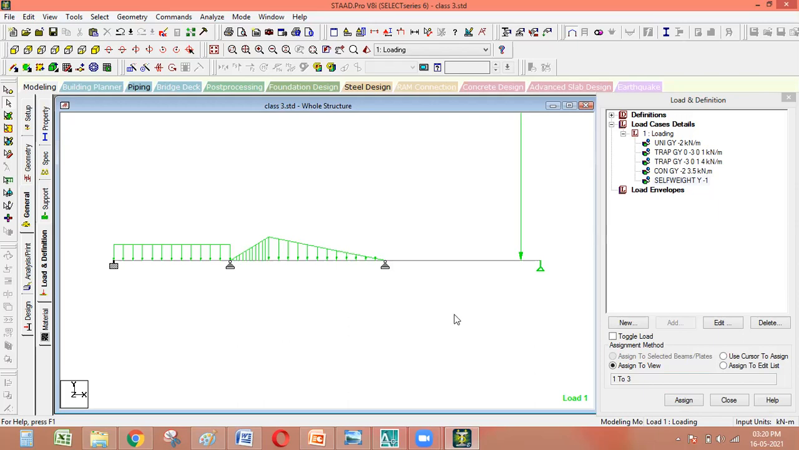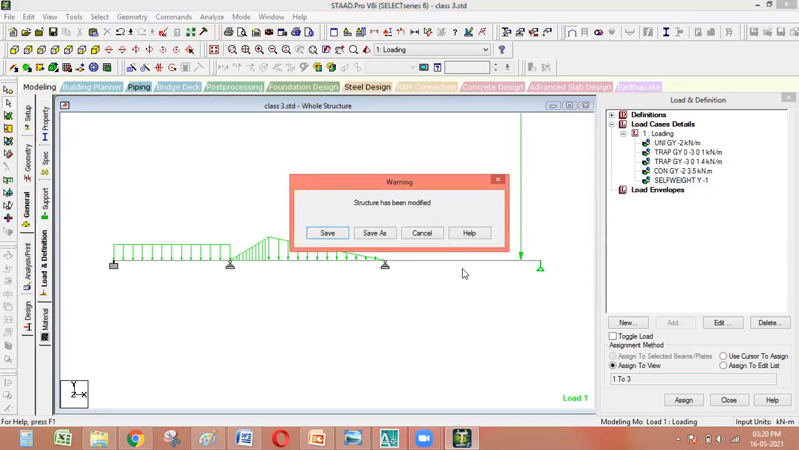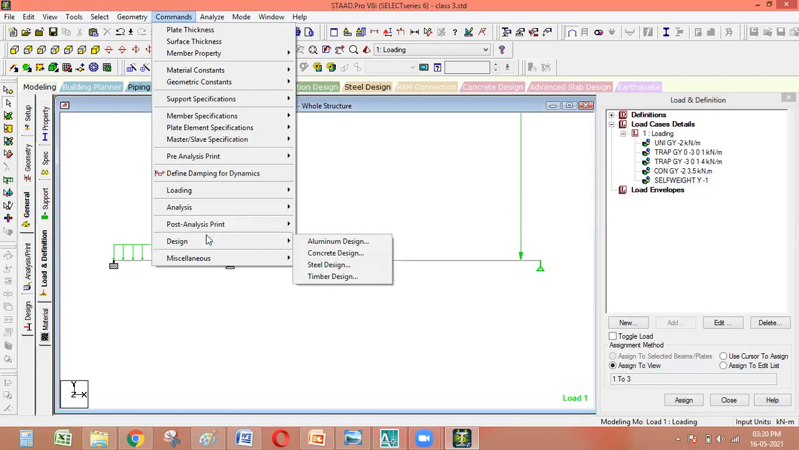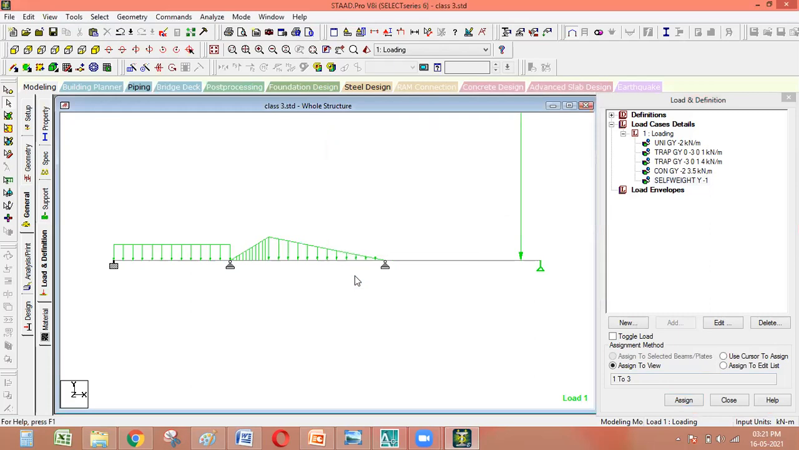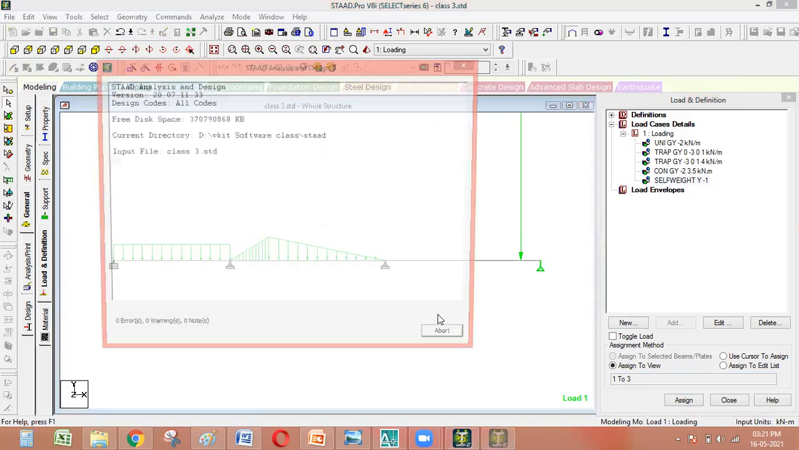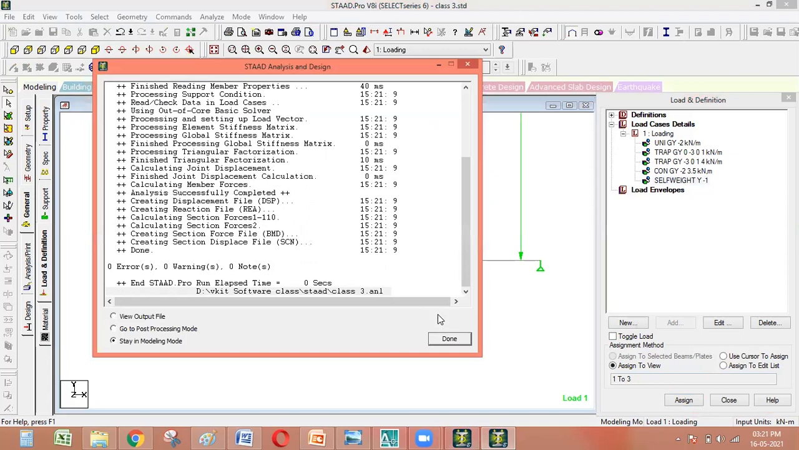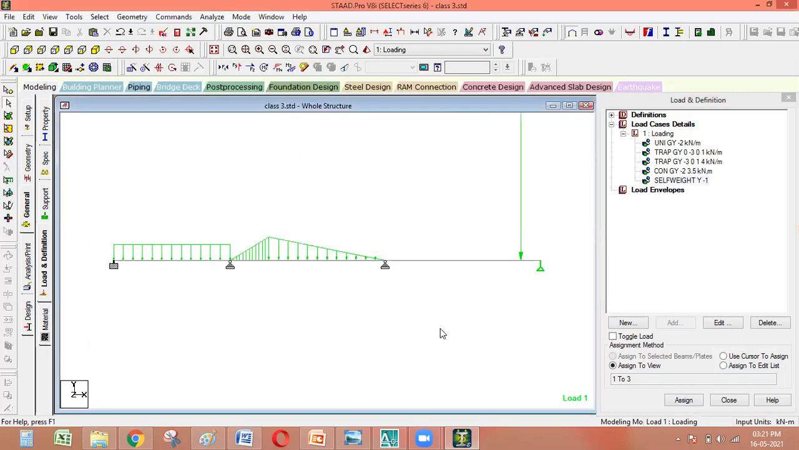Next is simple. You should go to commands, analyze, perform analysis, and view and run analysis. You have 0 errors and 0 warnings.